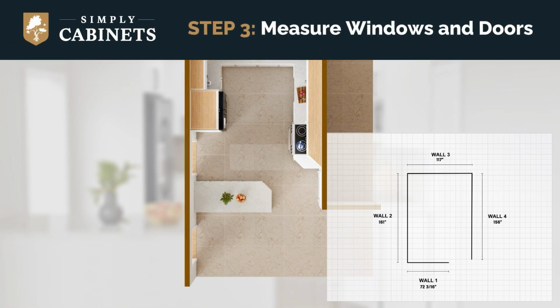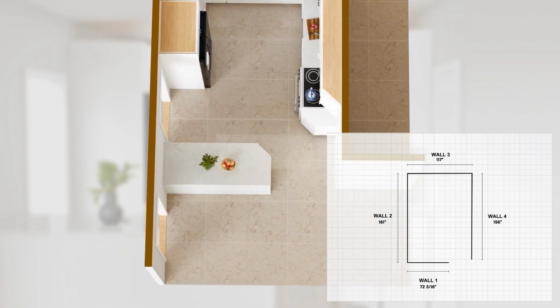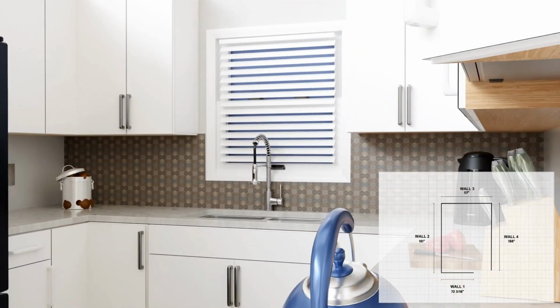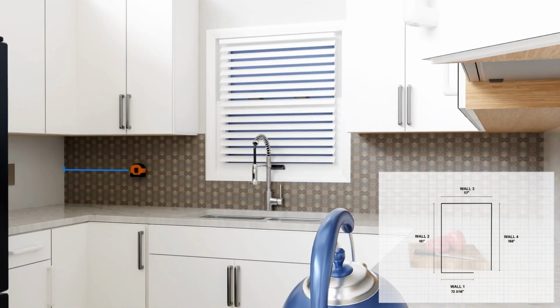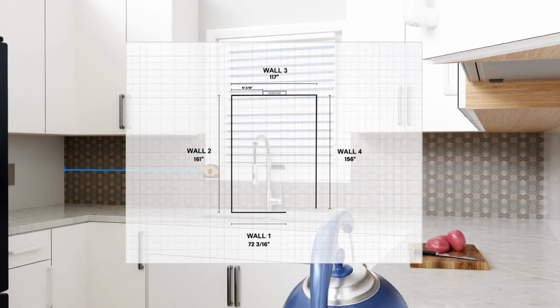Next, draw your window and door openings on the appropriate walls along with their corresponding measurements. To do so, measure the distance from the corner of the wall to the outside edge of the casing on the left side of the opening and mark this on your template.